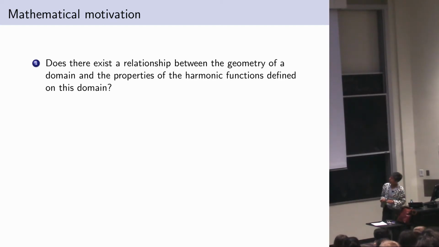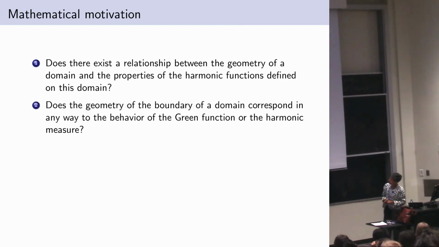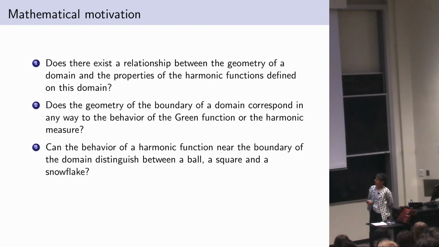Okay. So, I ask this in terms of the Green's function and the harmonic measure. And what I really want, to make it concrete, is to understand whether the behavior of the harmonic function near the boundary of the domain, and I will draw the pictures in a second, can tell me the difference between a ball, a square, and a snowflake.